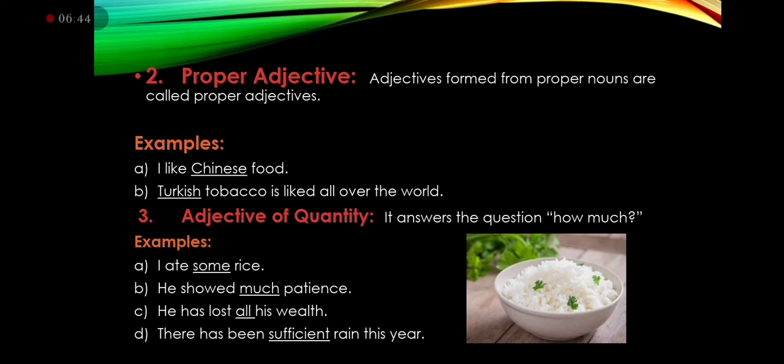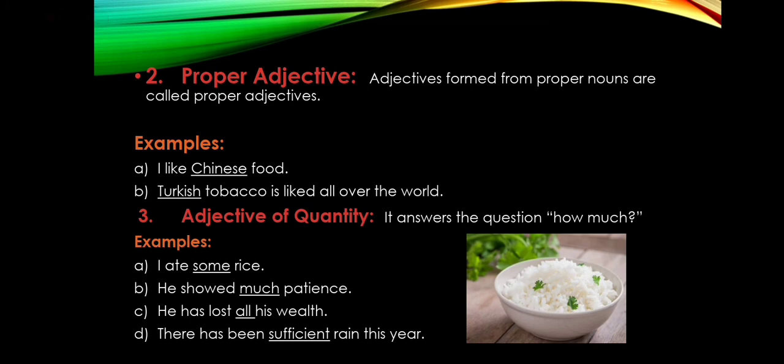For example, China is a proper noun, and Chinese food. I like Chinese food. See the underlined word, it's the proper adjective. Turkish tobacco is liked all over the world. Turkish is the word that is made up of a proper noun, that is Turkey. It's a proper adjective. Moving to the next kind, adjective of quantity.